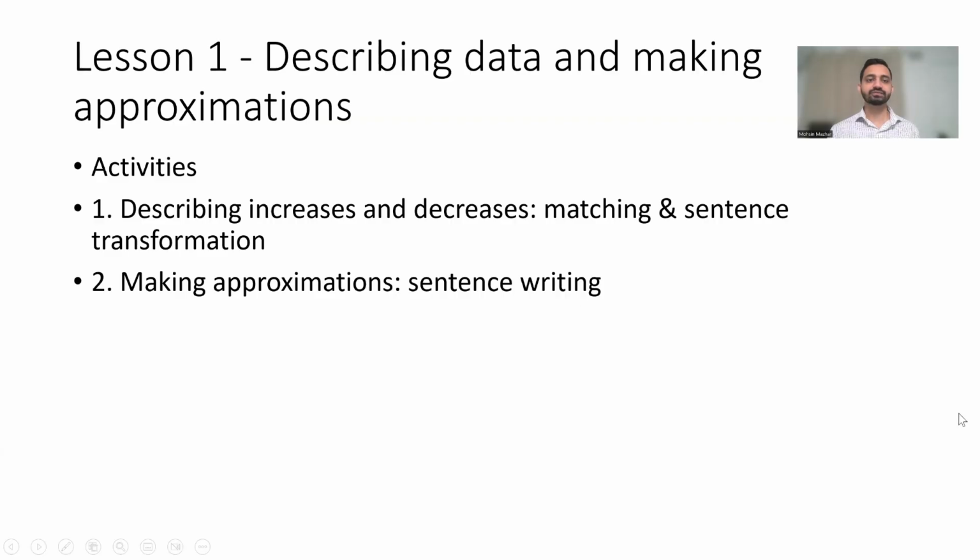All right, this is our first lesson of the writing test, and we are going to look at academic writing task 1. In this one, we're going to look at describing data and making approximations. So let's just start the lesson. In this lesson, we're going to be looking at describing data and making approximations.